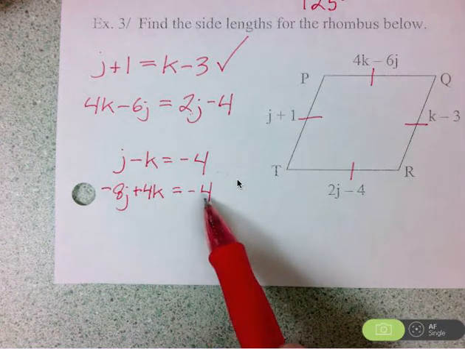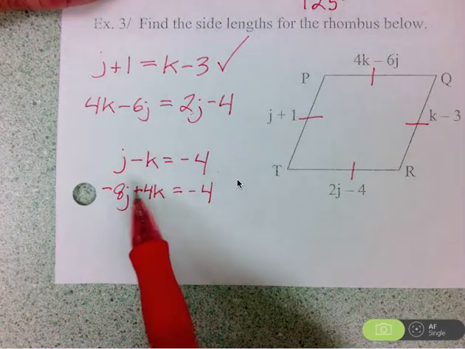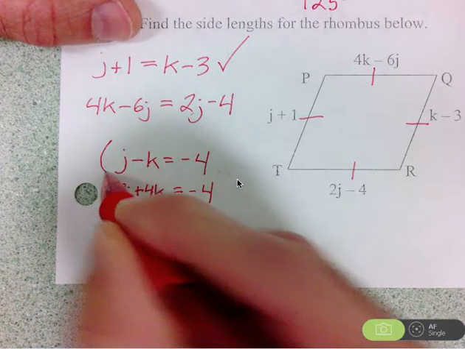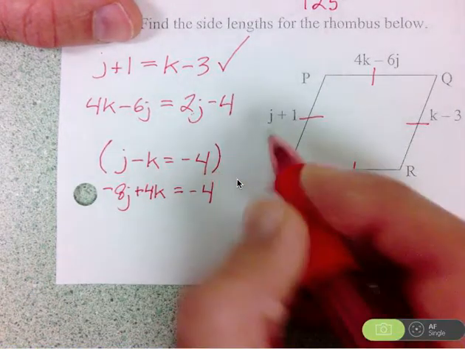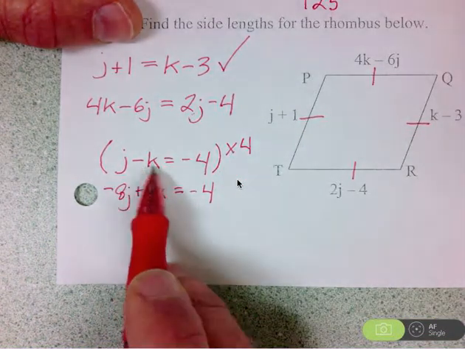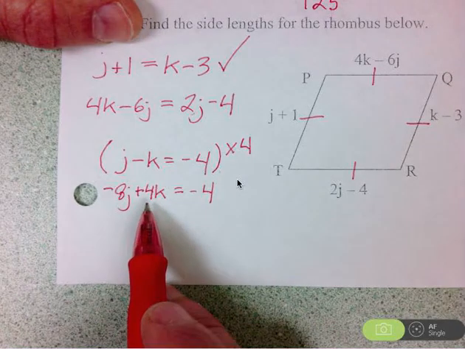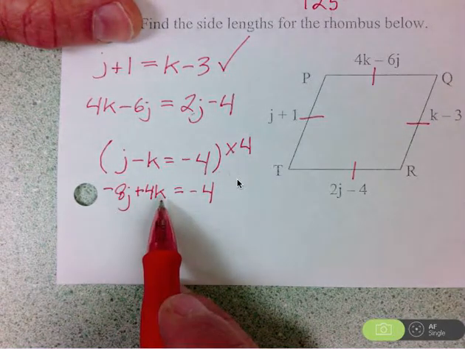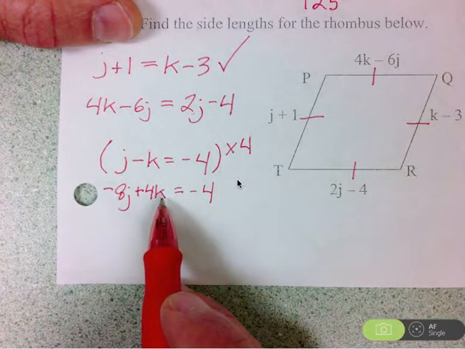4k equals negative 4. What I'm going to do is take the top equation and I'm going to multiply everything by 4. This is not the only way to do this, but this is one way to do this. That's going to make a negative 4k here, and that's going to cancel out with the positive 4k and allow me to solve my system of equations. So let's rewrite this carefully.